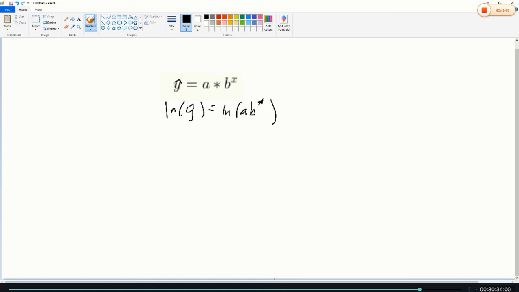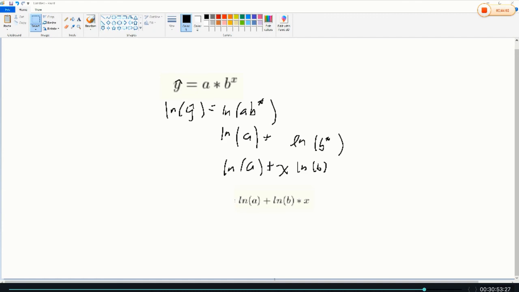Now, since a and b to the power of x are multiplied to each other, you can separate those as an addition of natural logarithms, and since x is an exponent to b, that can be multiplied onto the outside of the natural logarithm, and this is going to be your transformed equation. So now you can see that the natural logarithm of y is in a linear relationship with x, and now you can find the LSRL. The y-intercept is going to be the natural logarithm of a, and the slope is going to be the natural logarithm of b.